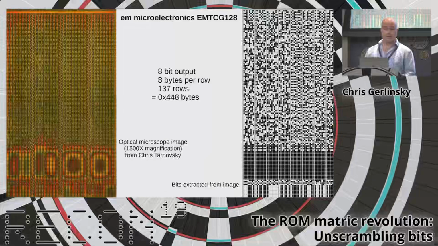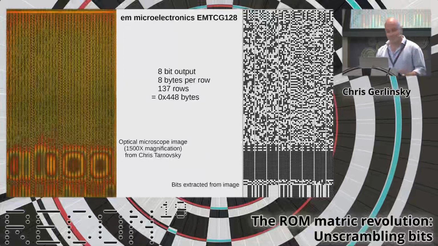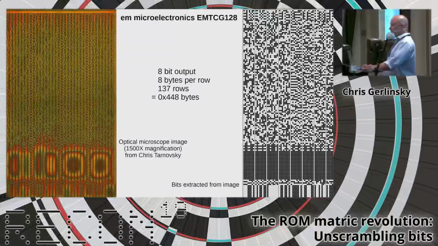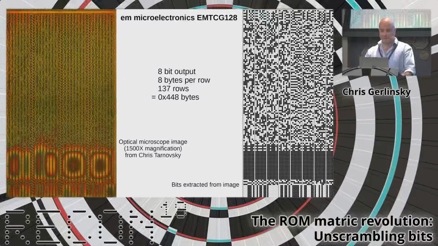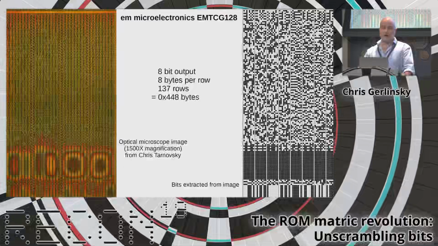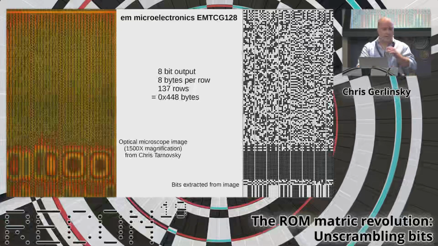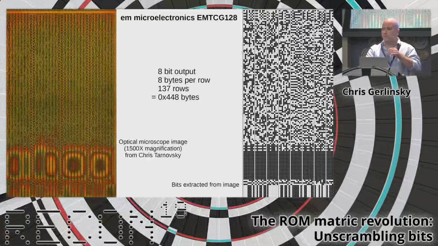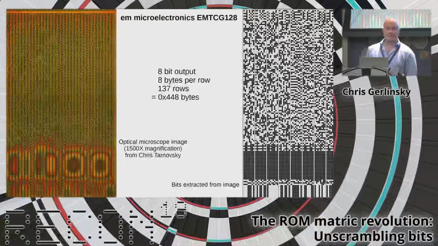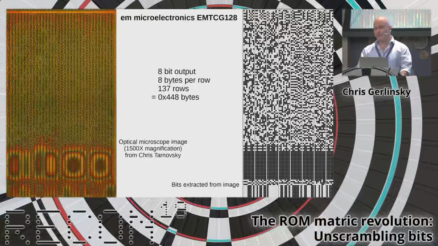This one is an encrypted ROM, or a scrambled ROM. Encryption is a bit of a strong phrase to use first thing this week, really. So this ROM has an 8-bit output. It's organized with 8 bytes per row. There's 137 rows of the ROM, which is hex 448 bytes, which is quite a weird number for a size of ROM. So that was the first clue that there's something unusual here, that it has such a weirdly specific size.